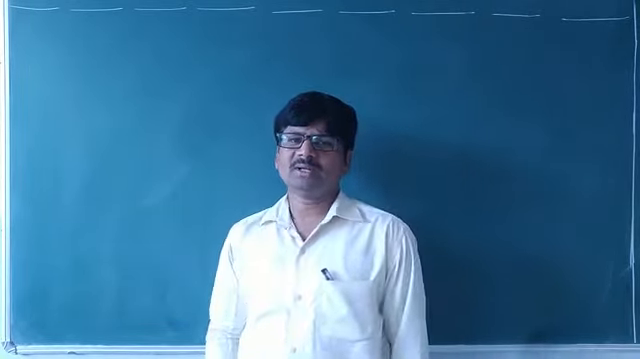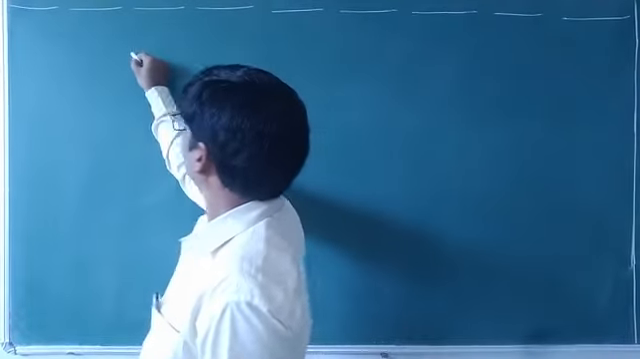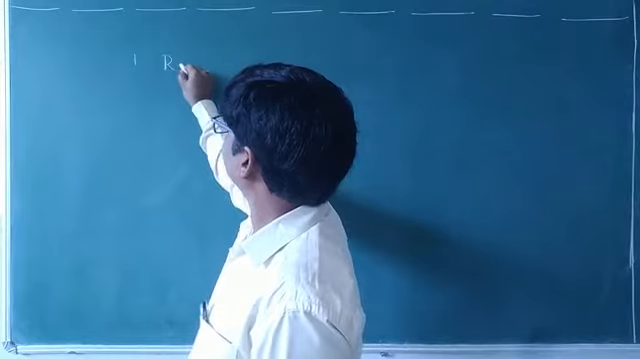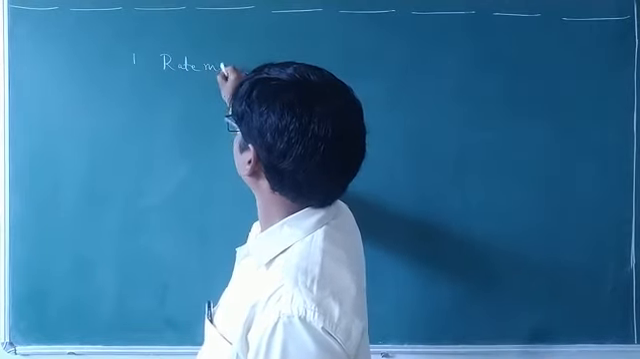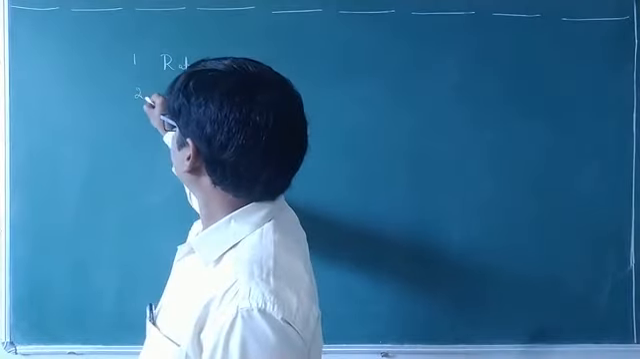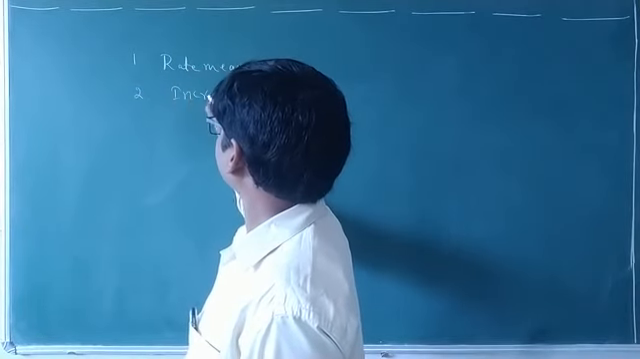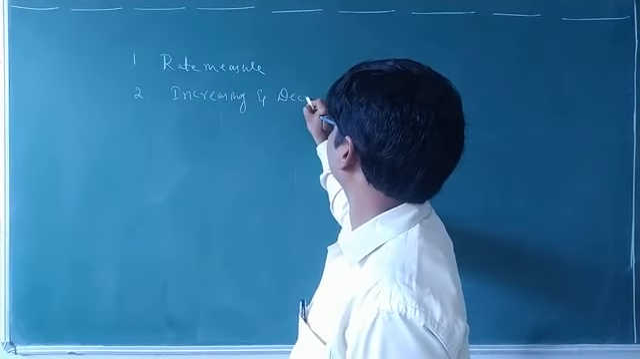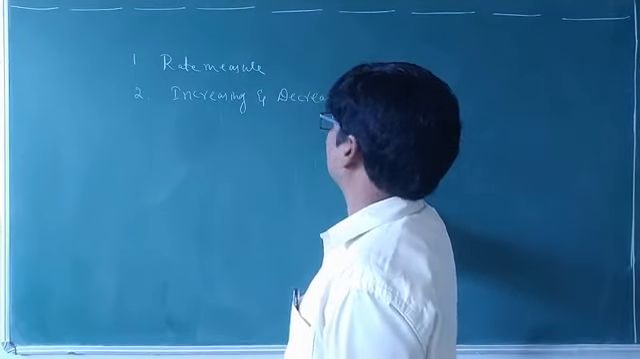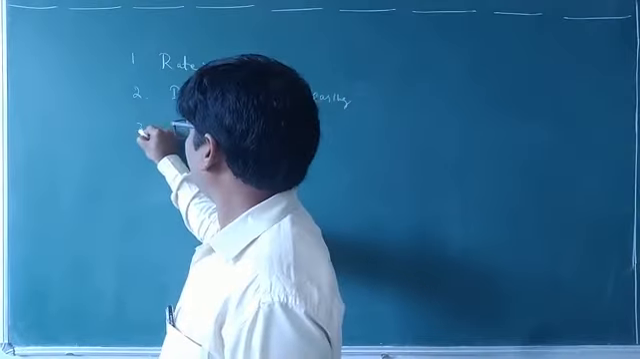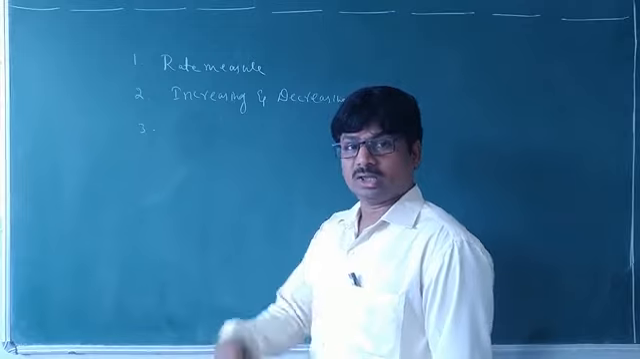In last class, we learned about increasing and decreasing. From this chapter, we discussed two topics. What is the first topic? That is rate measure, right? Rate measure. Next, the second one is increasing and decreasing. Right? So now in today's class I am going to start the third topic.